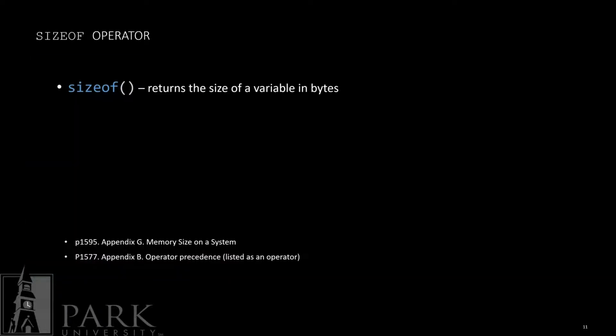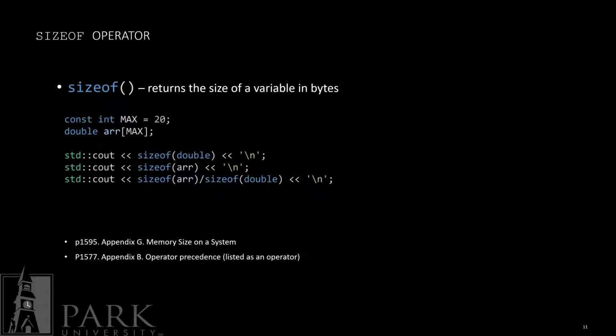Now, one of the things that we have in our toolbox to help us with going outside the bounds of an array is the sizeof operator. And this returns the size of a variable in bytes. So given this code fragment, what do you think is going to get printed out with the size of these various things? You can pause the video if you want and figure it out. On my machine, the size of a double is 8 bytes, so that's going to print out 8. And the size of this array, which is an array of 20 doubles, means it's going to be 8 times 20, or 160.